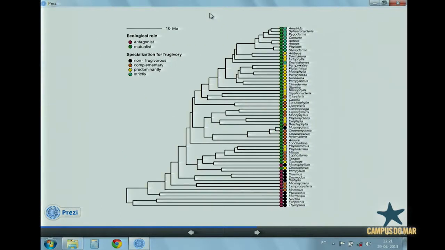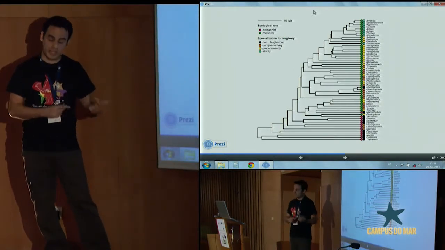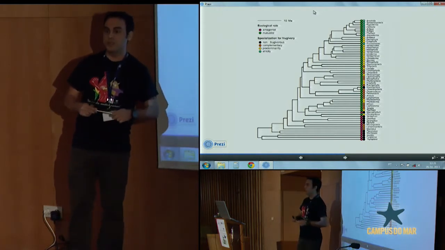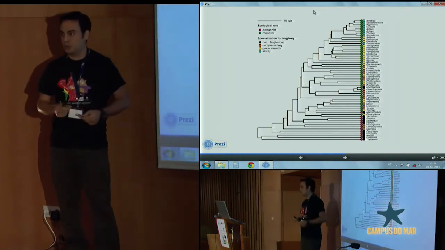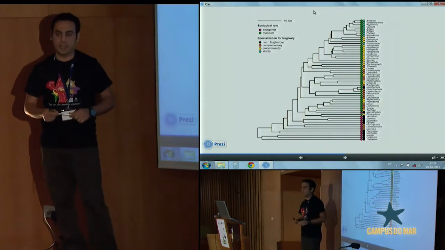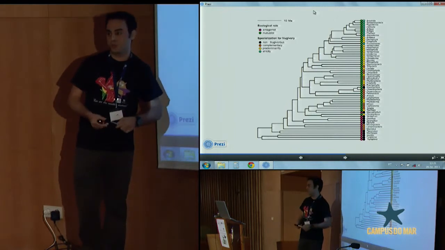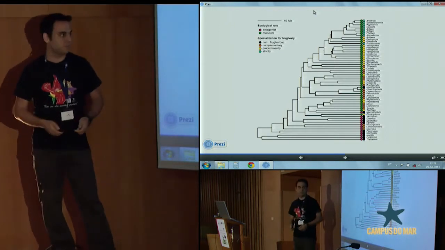First, we estimate a phylogeny of the New World families of the superfamily Noctilionidae based on both nuclear and mitochondrial markers, and we calibrate that phylogeny in time. Then we gather information about the feeding habits of the lineages, and that allowed us to classify lineages as antagonistic and mutualistic, and also to establish 4 levels of specialization for frugivory, from non-frugivorous to strictly frugivorous lineages.